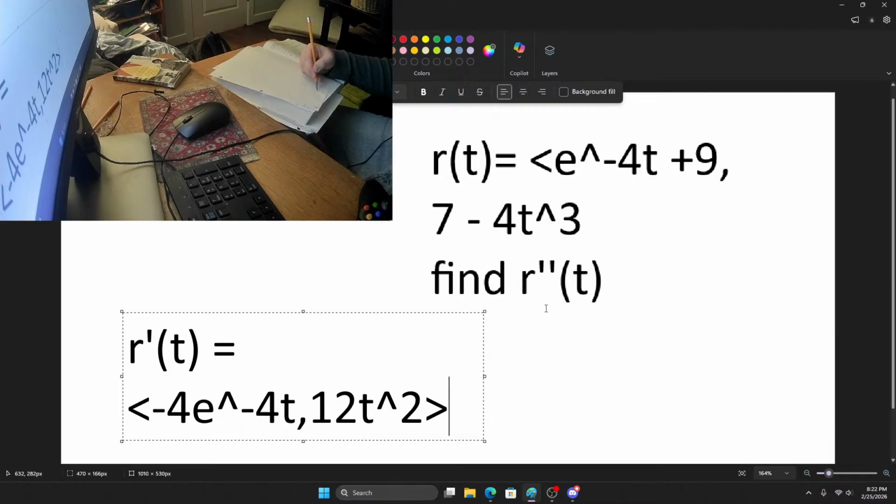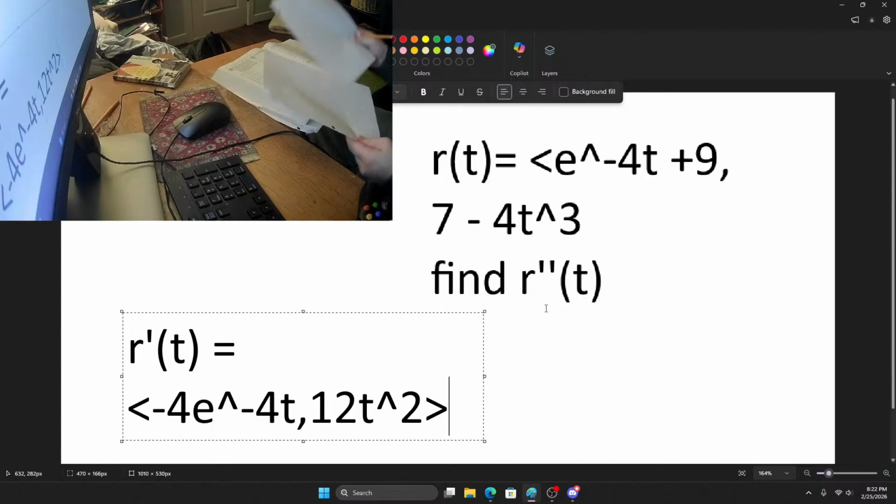Anyways, r double prime t is 16e to the negative 4t, negative 24t, which is option C. This was a multiple choice question. So that was 9.7. And now we have 9.8, where I'm going to have to learn, ergo teach myself, some things that I don't know.